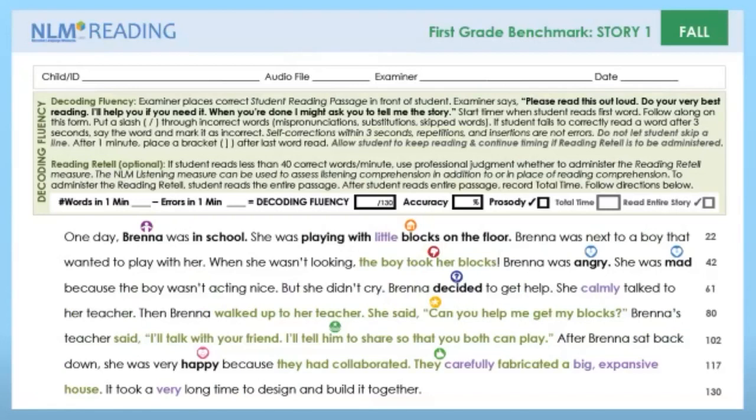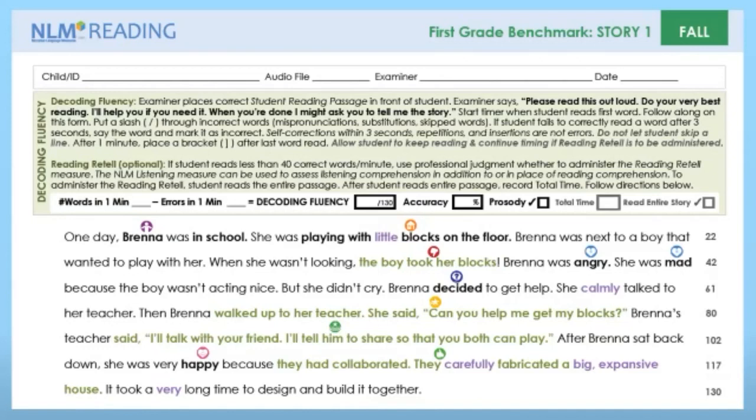And then this is the NLM reading, and it starts at first grade. So what we do here with this measure, we put the story in front of the child. There are no pictures in the reading one. So we have a separate piece of paper that we provide for y'all, and you put it in front of the student. It's not color coded, black and white. Then we give the instructions of please read this aloud, do your very best reading. I'll help you if you need it. When you're done, I may ask you to tell me the story.